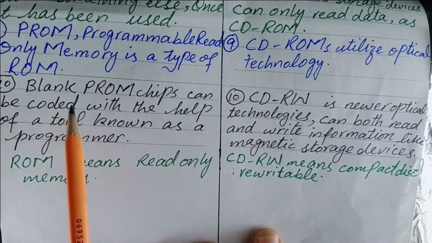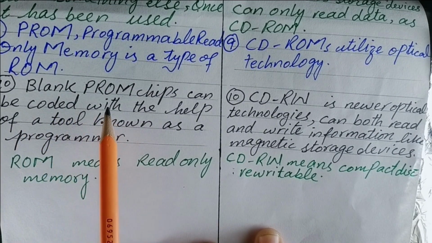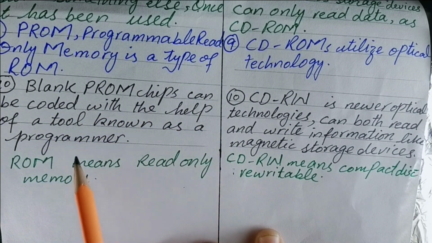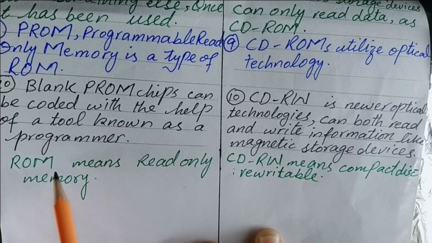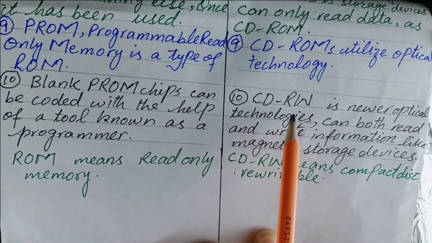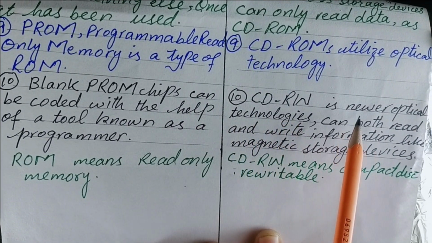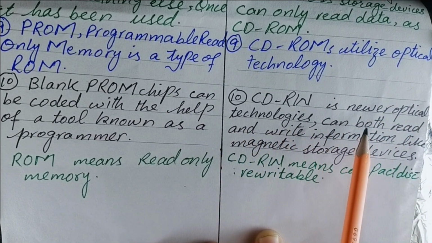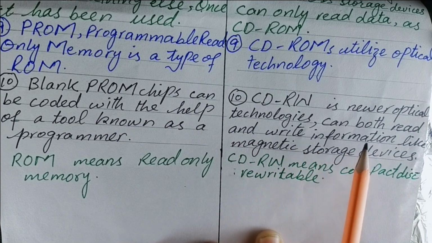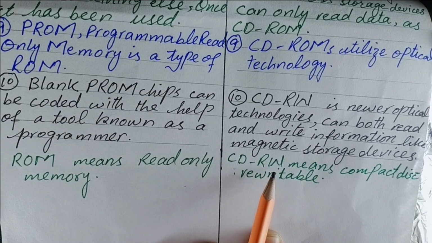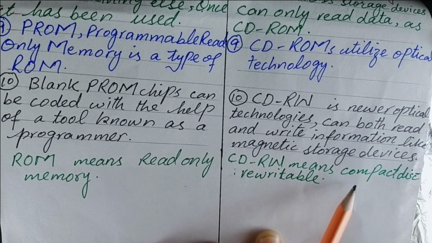Number 10. Primary memory. Blank PROM chips can be coded with the help of a tool known as a programmer. ROM means read-only memory. Number 10. Secondary memory. CD-ROM. CD-RW is a newer optical technology that can both read and write information like magnetic storage devices. CD-RW means compact disc rewritable.